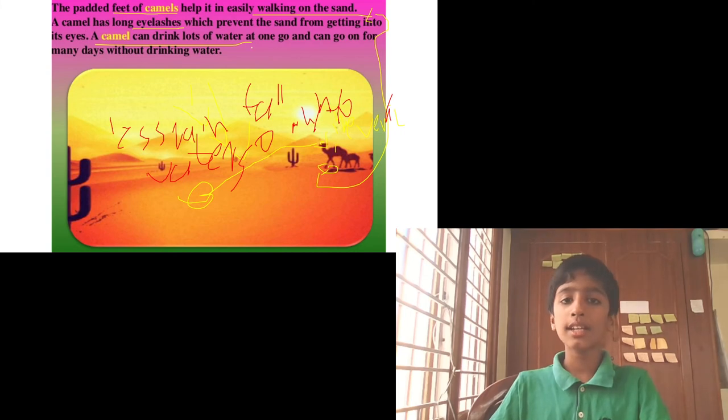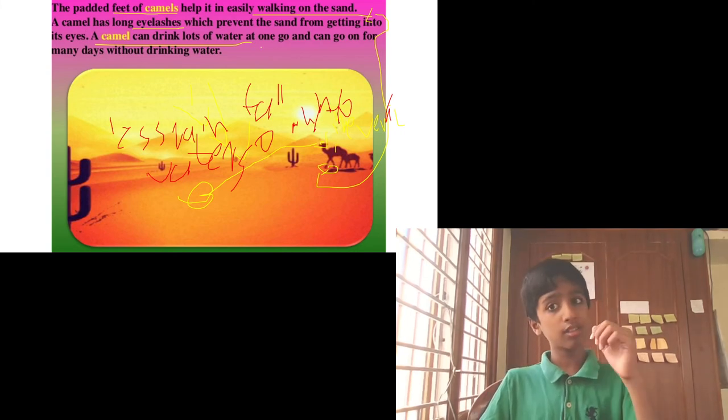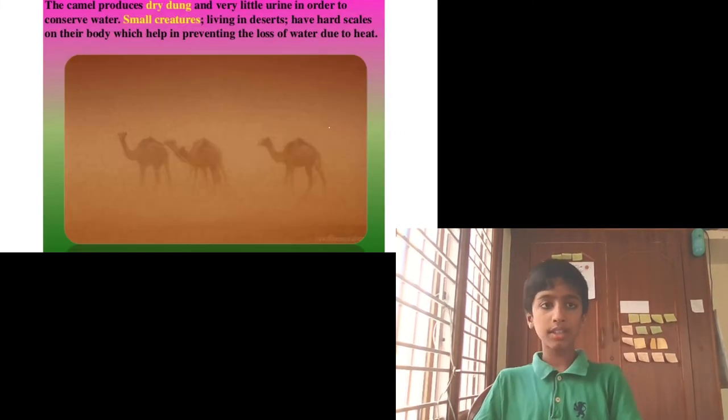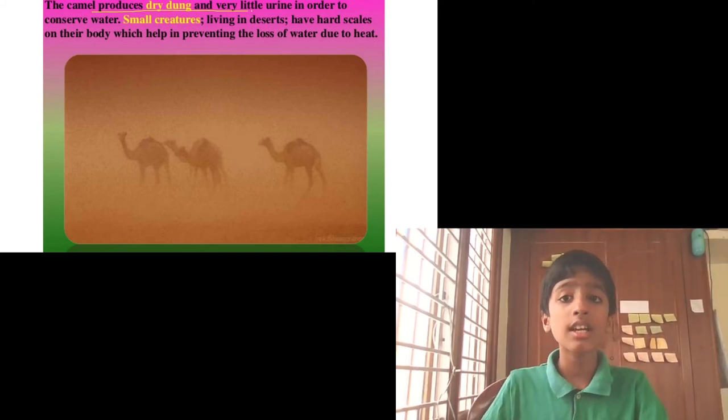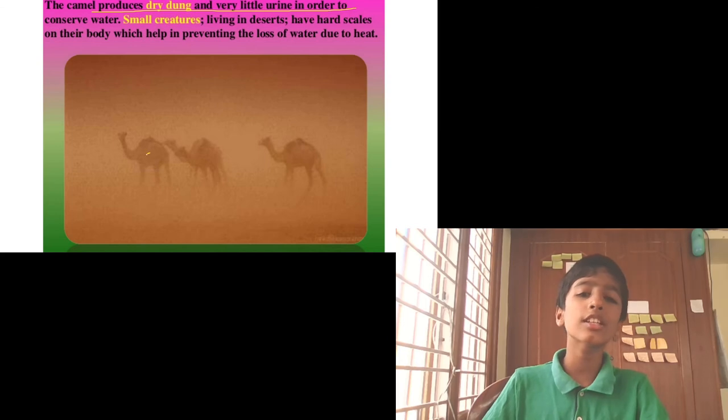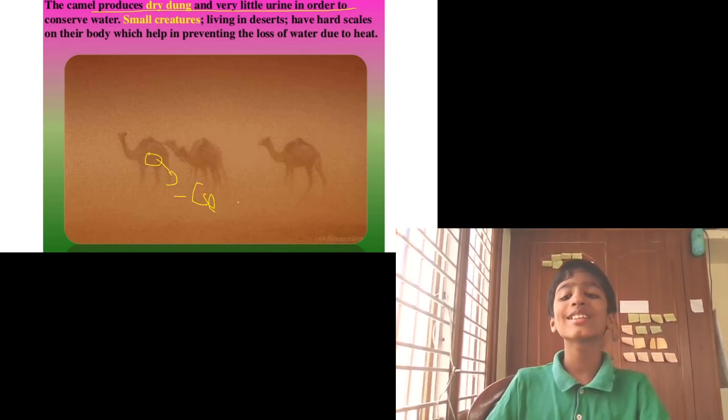So a camel can drink lots of water, and they have the hump too, which I will explain. The camel also produces dry dung and very little urine to save water.